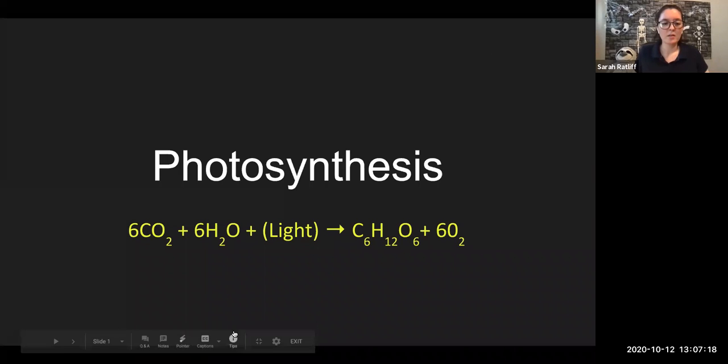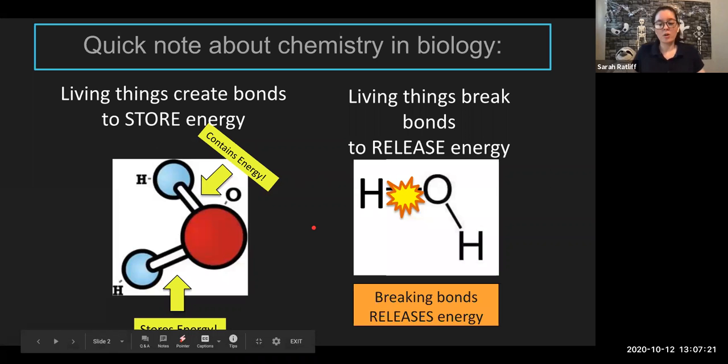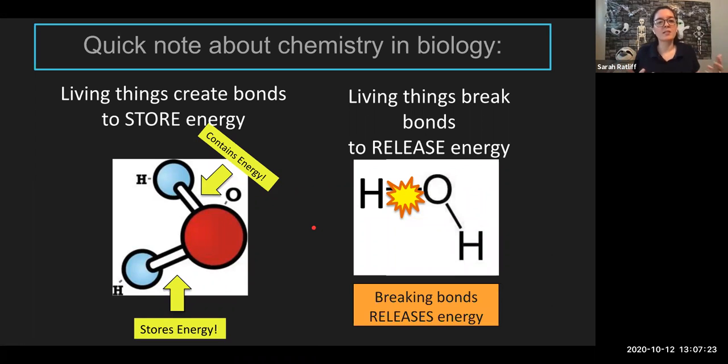All right. So quick note about chemistry. Living things create bonds to store energy. So when we're doing our anabolic reactions, we're bringing atoms and molecules together to create bonds. We're making a place for that energy to be stored. But when we break those bonds, we're releasing energy. So in our catabolic reactions, when we break bonds, we're releasing that energy that was stored in the bond originally.